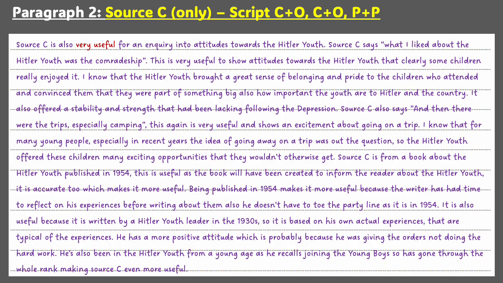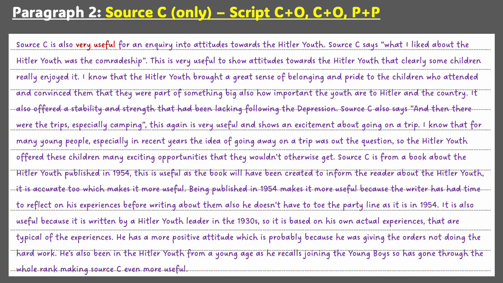I know that the Hitler Youth brought a great sense of belonging and pride to the children who attended and convinced them that they were part of something big. Also, how important the youth are to Hitler and the country. It also offered the stability and strength that had been lacking following the Depression. So we've got our own knowledge, and now we go straight into our second quote.